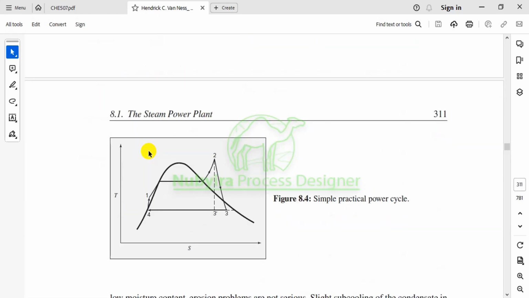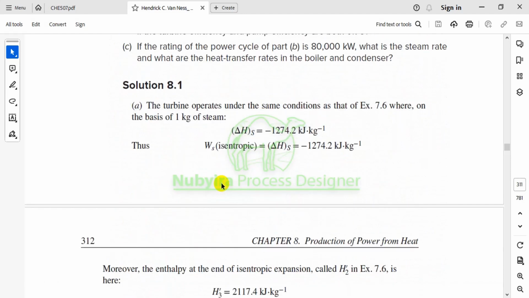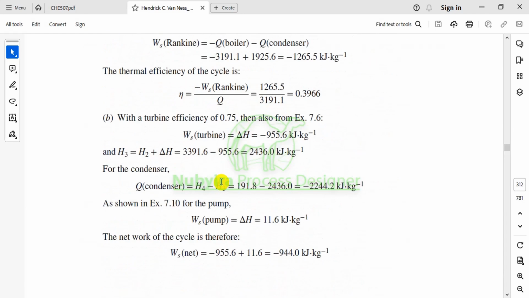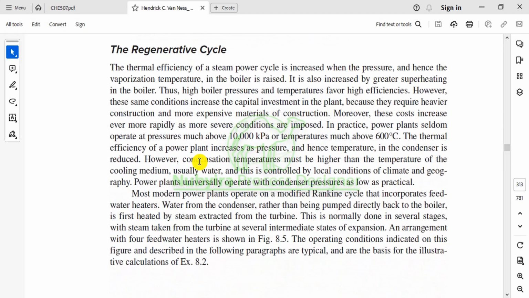But in real life, you cannot have isentropic expansion for a turbine. It has some kind of loss in the process, so you understand, some kind of exergy loss. And you can add that to the cycle like that. So our main work is actually a regenerative cycle, which is a modified form of a Rankine cycle that makes the efficiency of the cycle higher, that is, its efficiency in producing work from heat energy.